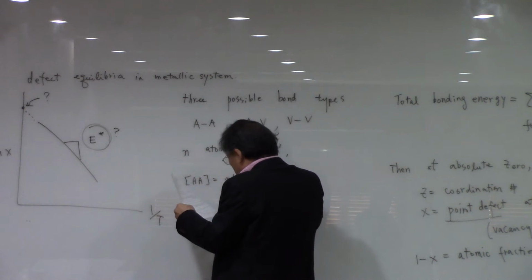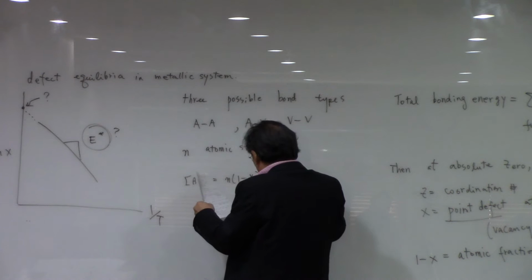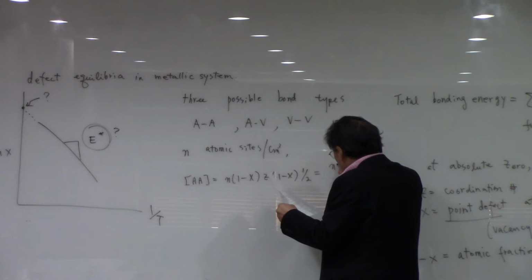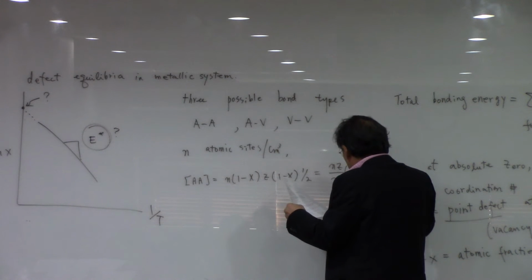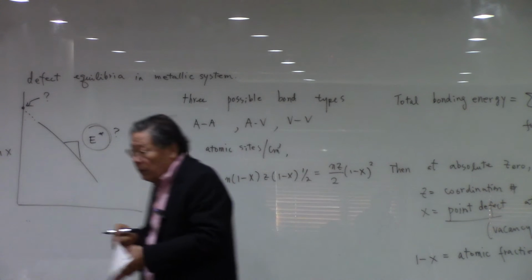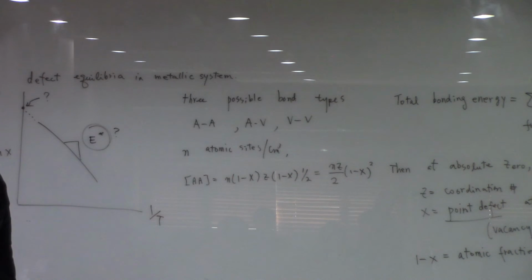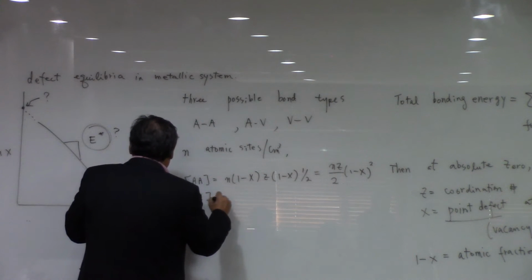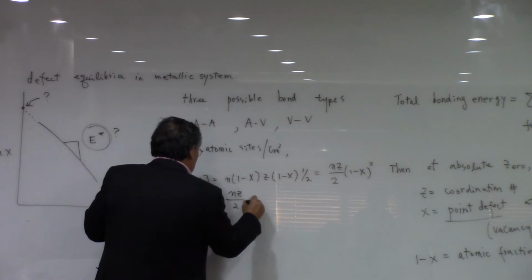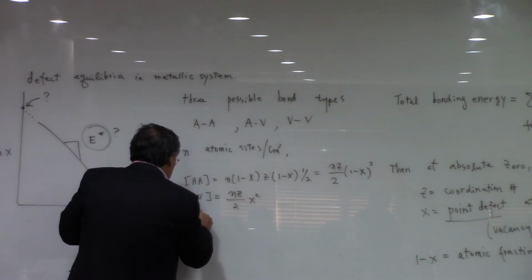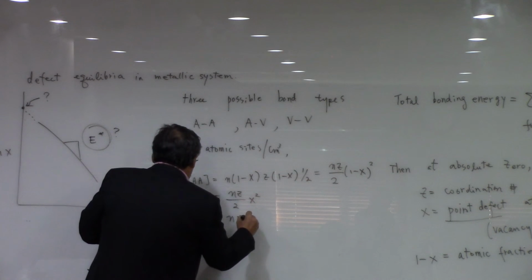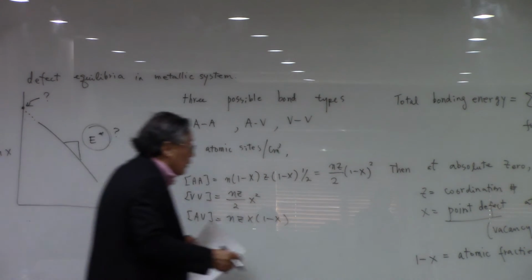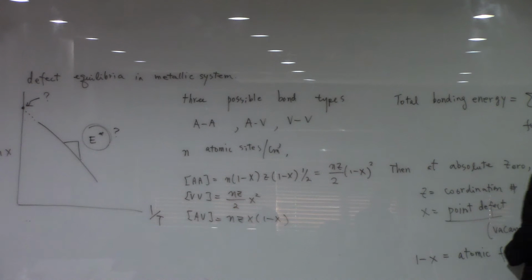Then the AA bonding concentration is going to be NG over 2, (1 minus X) squared. Here G is the coordination number. And VV is going to be NG over 2 times X squared. And AV is going to be NG times X times (1 minus X). And things like that. Okay? And the total energy is just a summation of these.